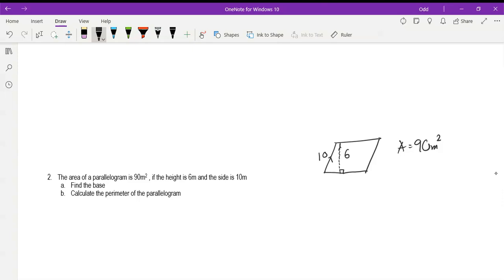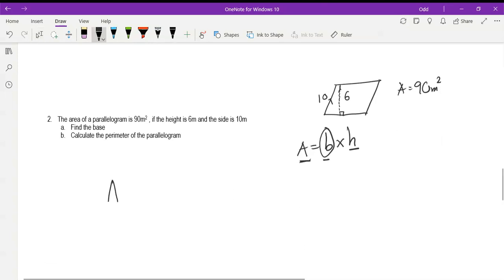Now find the base. We know that the area is base times height, and we already have our height and our area, so we're looking for the base. We can make B the subject of the formula. A is equal to B times H. Then we can divide both sides by H, so B will be equal to A over H. So our base will just be equal to area divided by height.